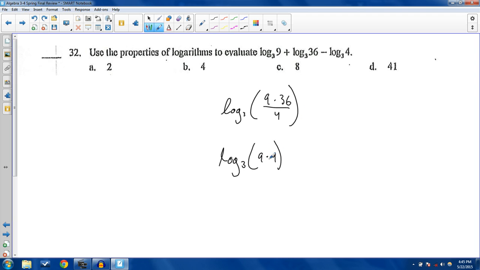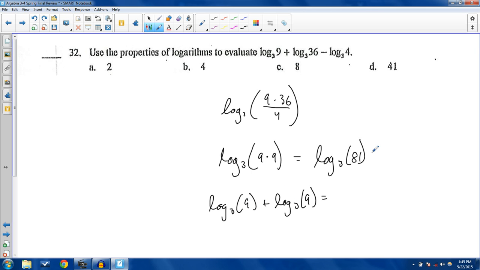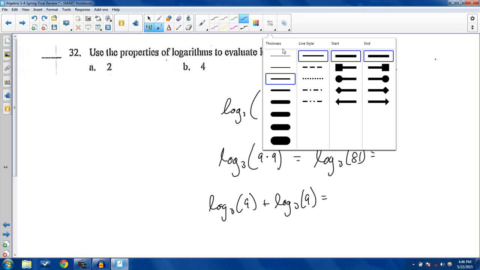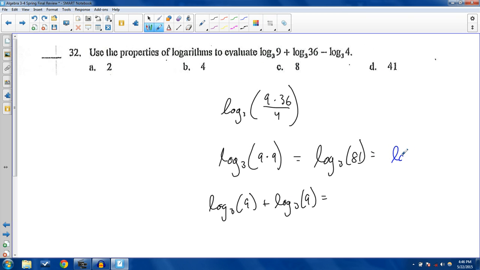Now you could do this one of two ways. You could do log base 3 of 81, or you could do log base 3 of 9 plus log base 3 of 9. Notice how we're going to get to the same answer. Log base 3 of 81, that's 3 to the 4th power. So that 4 would get multiplied in front with log base 3 of 3. Log base 3 of 3 is 1, so this equals 4.